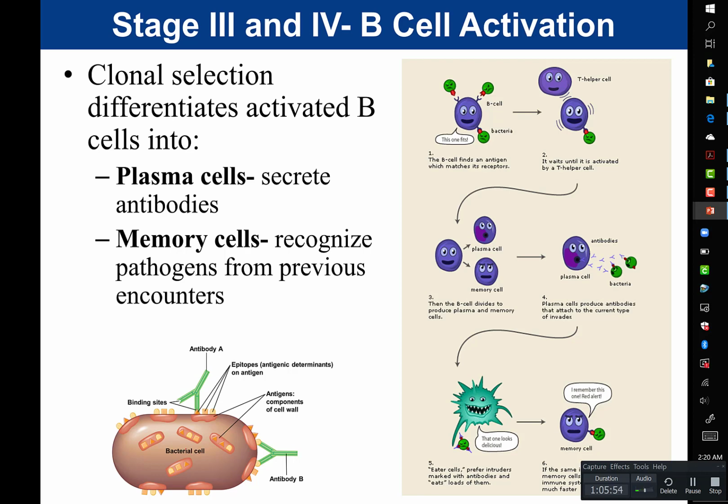And so one of the things that you're looking at on this bacterial cell down here is that this is a bacterial cell and it has antigens. And these antigens are components that are found on the cell wall. Within each antigen is what is called an epitope. An epitope is an antigenic determinant. Antibodies bind to one particular epitope. Notice that it doesn't bind to the whole antigen. It only recognizes one part of the antigen. So it only recognizes one epitope. So antibody A recognizes that epitope. Antibody B recognizes a different epitope, etc.